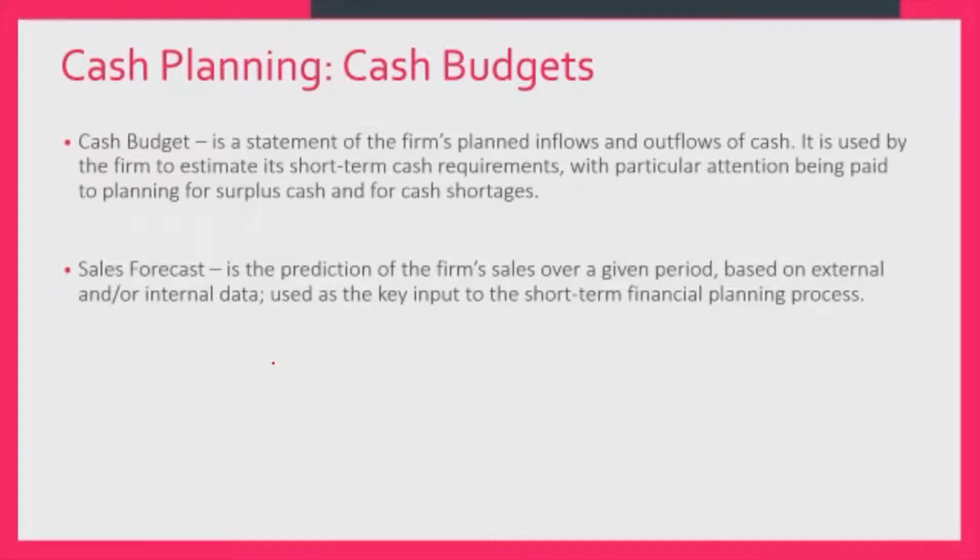Now, cash planning, or we do cash budgets. A cash budget is a statement of a firm's planned inflow and outflow of cash. So don't get confused when you hear cash budget. It's basically budgets, but we show you how you do it properly. It is used by the firm to estimate its short-term cash requirements, with particular attention being paid to planning for surplus cash and for cash shortages. Now, if you plan to be in business or you plan to manage a business, this is an important skill that will be an advantage for you as a business owner. Then, cash budgets help you do sales forecast, which is the prediction of the firm's sales over a given period based on external or internal data used as the key inputs in the short-term financial planning process.